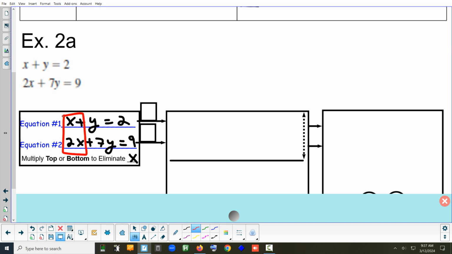Subtract the 2. Wait, no. So you're going to have to multiply by something. What could you multiply the top equation by to get a -2? -2. Yeah. You're going to multiply the top equation by the opposite of the number in front of x in the bottom. Now, what if you wanted to get rid of the y's? Just think that through. What number is in front of y in the bottom? 7. So what number would have to be in front of y in the top for them to cancel? -7. How would you get a -7 in front of that y?